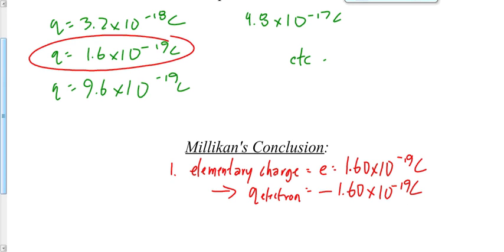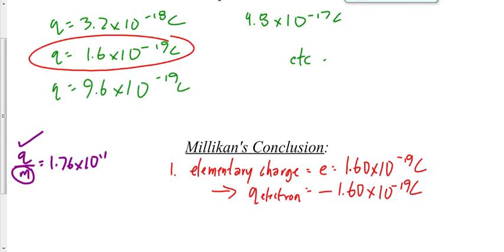Now, just as a little aside here, if Thomson already found the charge to mass ratio to be 1.76 times 10 to the 11, and now Millikan found the charge to be 1.6 times 10 to the minus 19, then combined, you could find the mass, right? Thomson found charge to mass. Millikan found charge. We can use both of their analyses combined to find the mass.